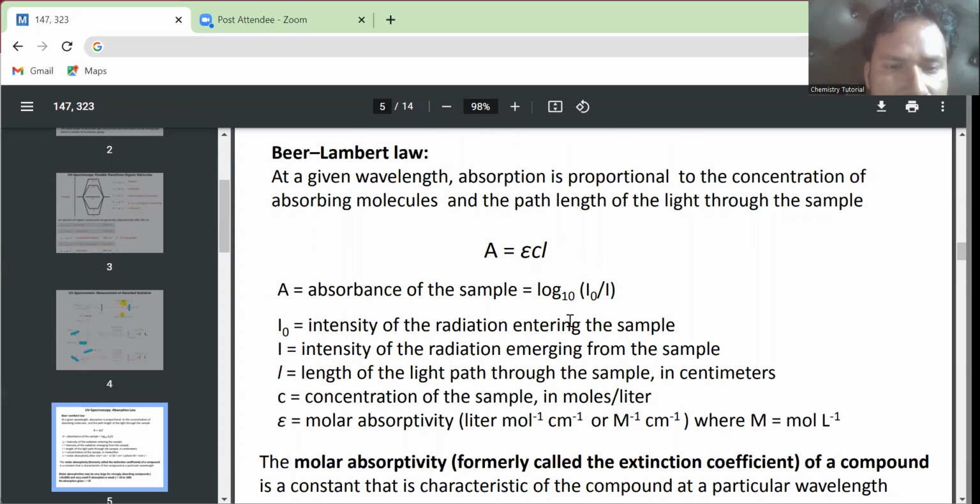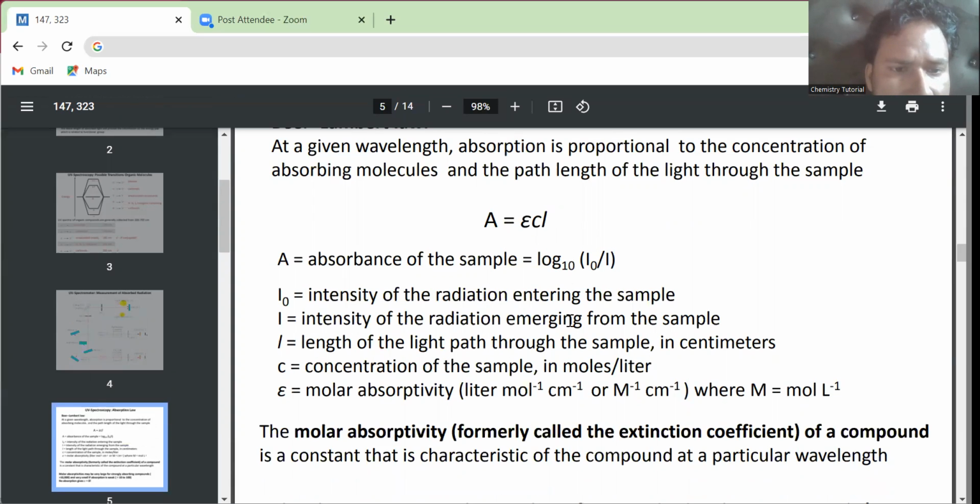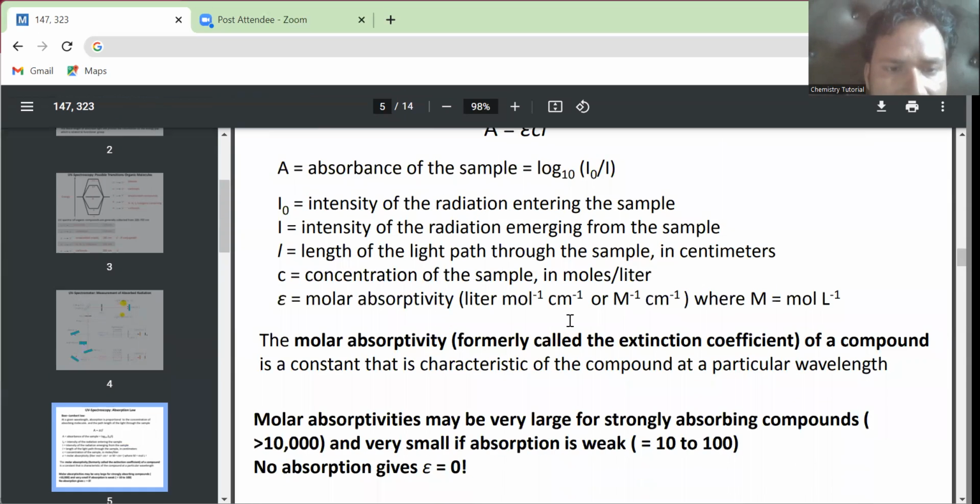I0 is the intensity of radiations entering the sample. I is the intensity of radiations emerging from the sample. L is the length of the light path through the sample in centimeters, C is the concentration of the sample in moles per liter, and sigma is the molar absorptivity, measured in liter mole inverse centimeter inverse.